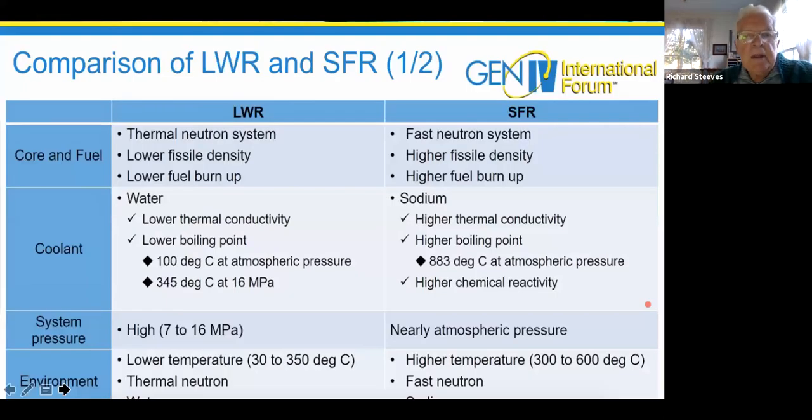So here we're comparing then light water reactor and sodium fast reactors. This is the first of two slides from the Gen 4 International Forum. And you can see that these neutrons then are faster by about 1,000,000-fold than these ones over here. Higher fissile density, higher fuel burnup. This is really key. It burns literally all the fuel. We don't have hardly any waste. The only waste we have from these is virtually the fission fragments. The coolant then is sodium versus water.